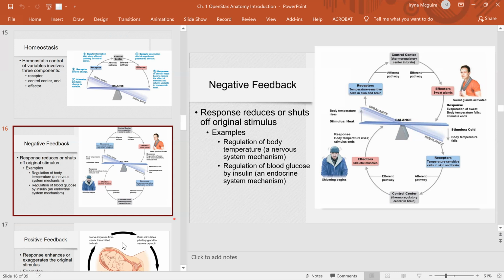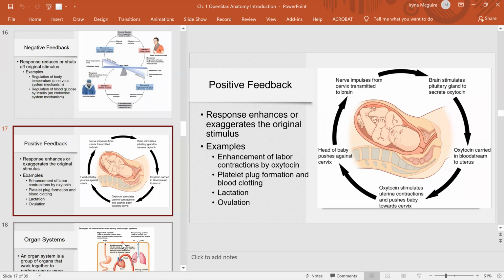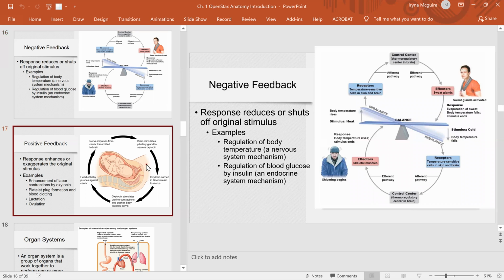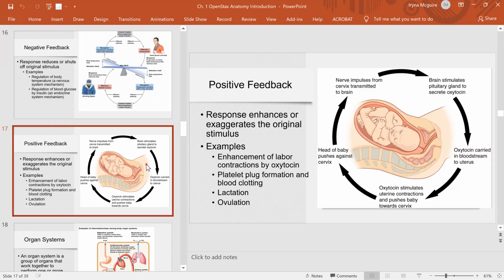However, we looked at positive feedback, which is not a part of homeostasis. It actually takes your body further away from homeostasis, but you depend on it in very critical parts of your life as well, when you labor or when you cut yourself and you're bleeding, right? Lactation, ovulation. Positive feedback exaggerates and enhances the original stimulus. So it's not taking your body back to balance. Your body will return to this balance only when the stimulus is removed.